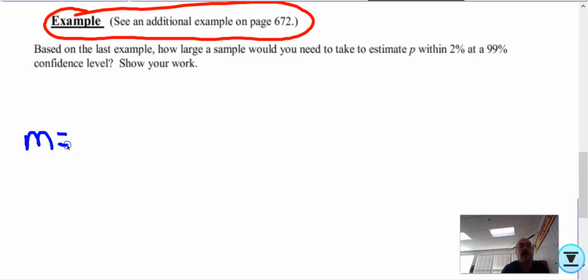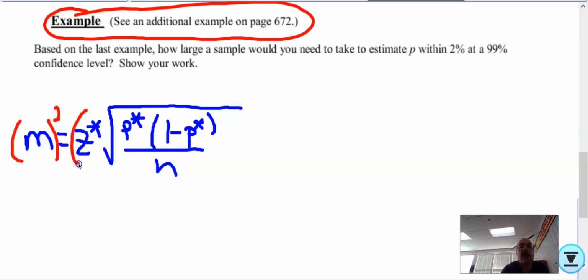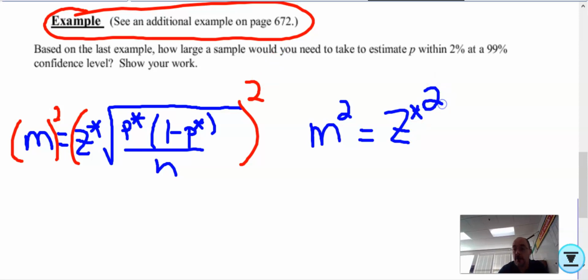So the margin of error is going to equal z star times the square root. Now I'm going to put p star there because I'm going to use 0.5 in its place, times its complement, divided by n. The algebra here to get n by itself: we're going to square both sides to get rid of the square root. So we now have m squared equals z star squared, because that's not in the square root, folks. The square and the square root cancel each other, times p star times its complement, divided by n.